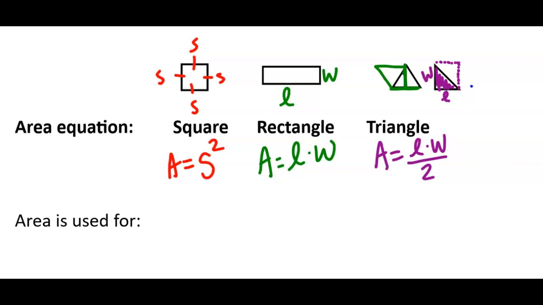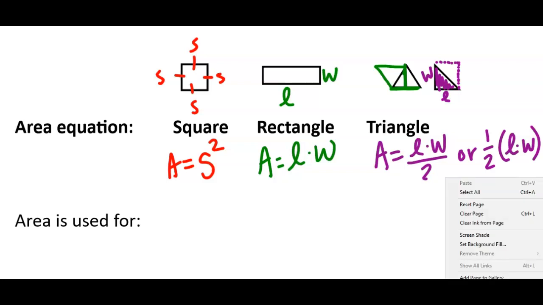So we're going to take this area of a rectangle and we're going to half it. And this is another way to write it. So there's 2 different ways we can write it. They're exactly the same equation. We can do length times width over 2, or we can do 1/2 of length times width. Okay? All right, moving on.